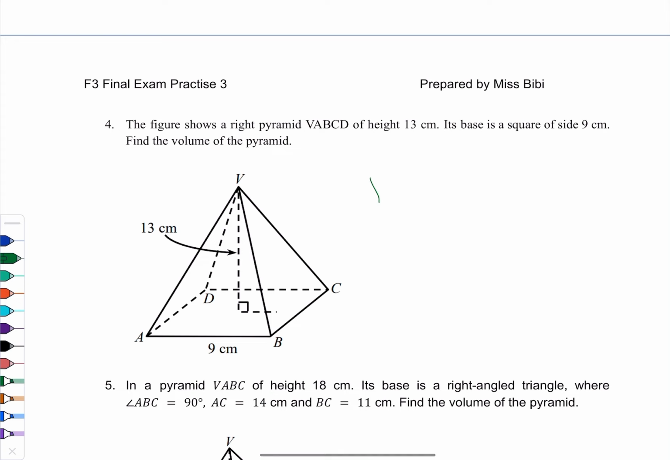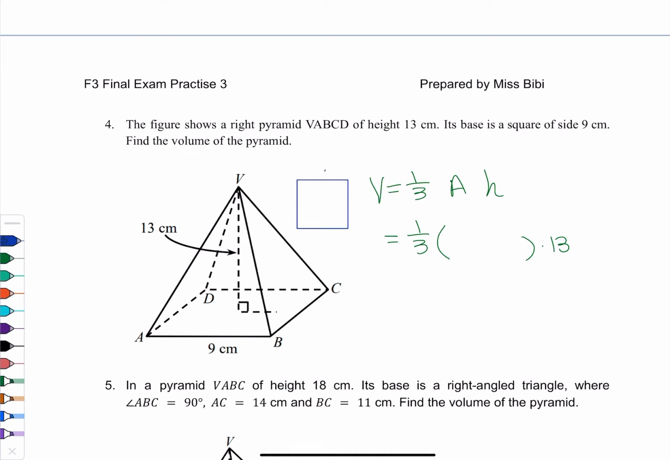So again, volume will be 1 over 3 base area times height. Do we know the base area this time? No, then let's find. Do we know the height? Yes. The base this time is a square. Square means all sides are the same. So if all sides are the same, then finding the area is very easy. It will be just side times side.